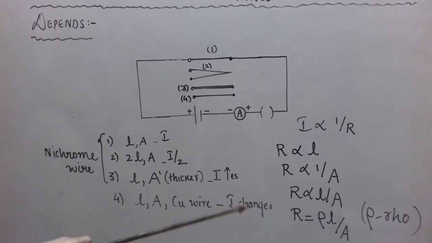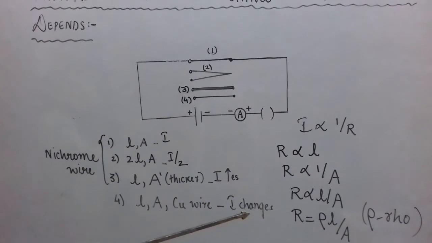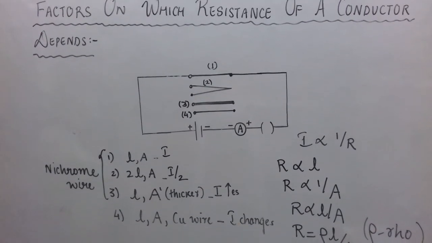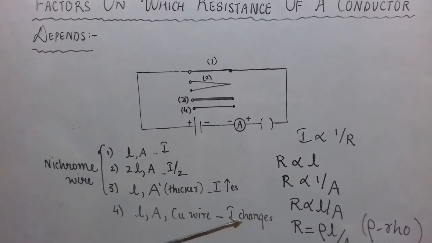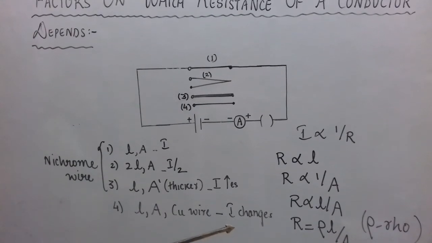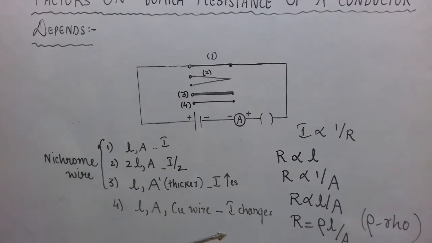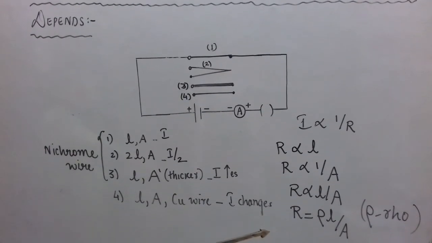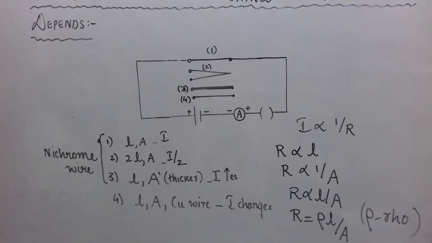Now, can you guess what are the factors on which rho will depend? As you already know, resistance depends upon four factors: length of the conductor, cross-sectional area of the conductor, nature of material of the conductor. If you remember, when I stated Ohm's law, I told you one more factor, that is temperature of the conductor. So there are four factors on which resistance of a conductor depends, and in this formula we have length and cross-sectional area, but the other two things are missing. So we will study further about this resistivity in the next video.